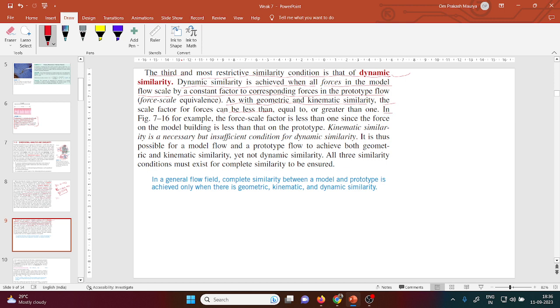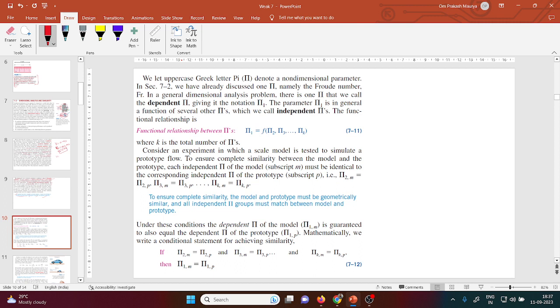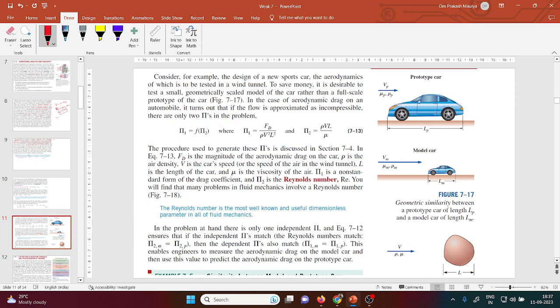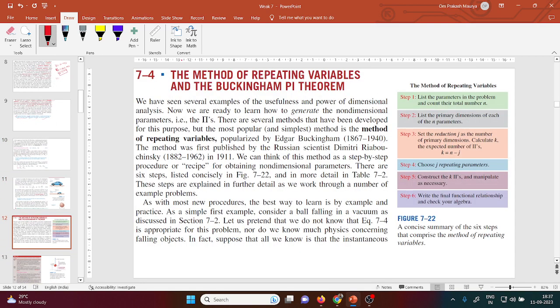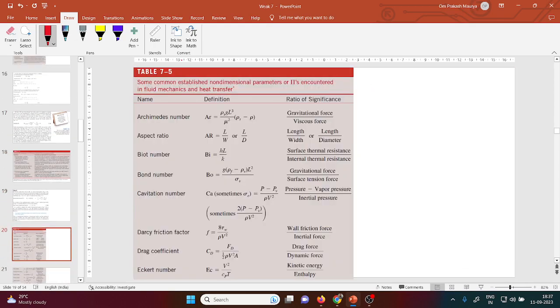Okay. So in general, what is written here? In a general flow field, complete similarity between the model and prototype is achieved only when there is geometric, kinematic, and dynamic similarity. For complete similarity, you need to do all the similarities: geometric, kinematic, and dynamic. As you know the Buckingham Pi theorem, we'll discuss the Buckingham Pi theorem also. Before that, I want to go through some questions.